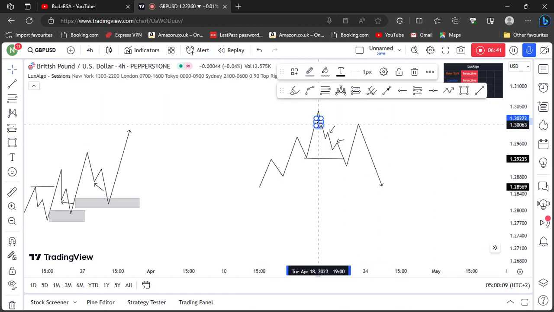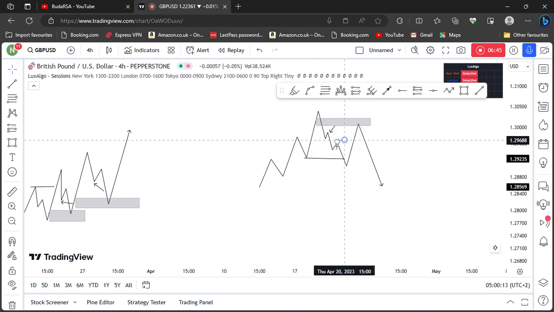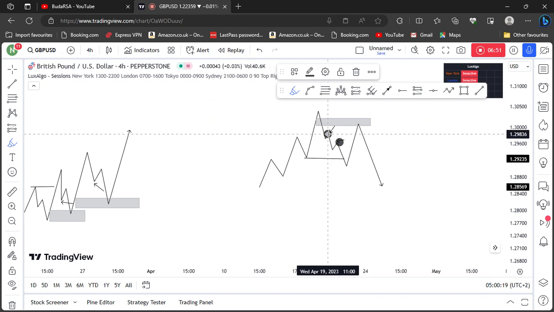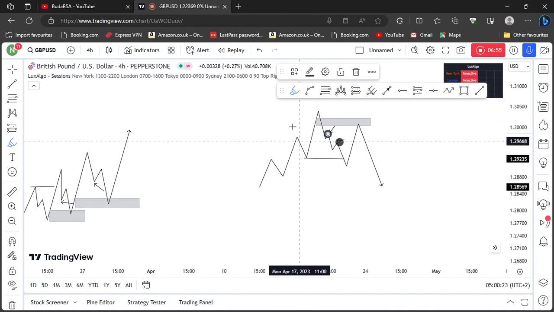Let's say maybe I got my order block there. Then you see that the price took out this liquidity. After it took this one also, it tapped into my zone. Then boom, it goes in the opposite direction.